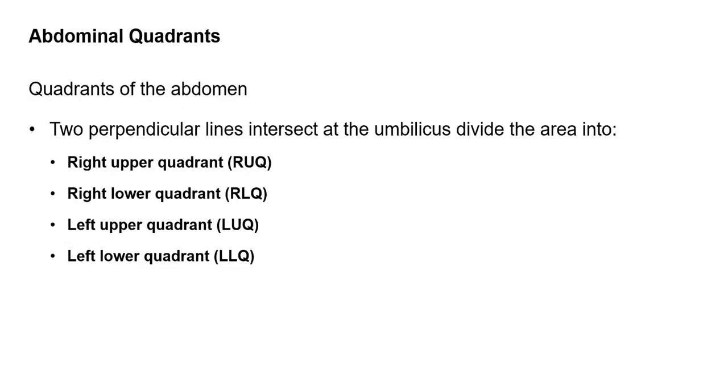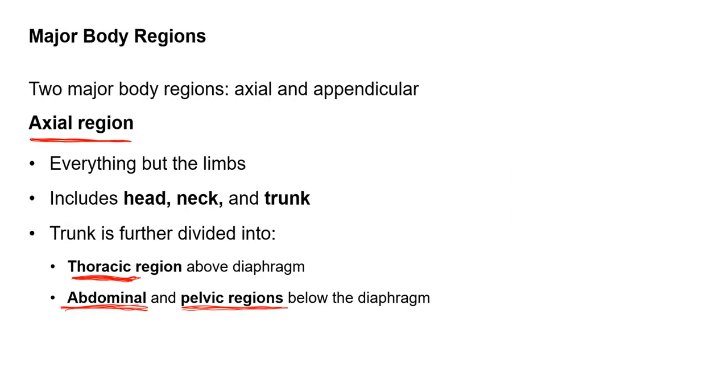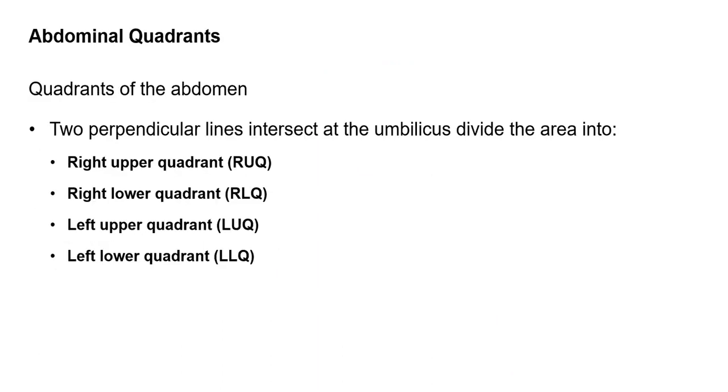We call the limbs and the parts of the body that hold the limbs on the appendicular region. So if we're trying to think of this as a nice categorization, then we have the axial, that's all of the parts thoracic, abdominal, pelvic. If we think about appendicular, that's going to be your limbs. So we're going to further divide these parts so we can get a little more specific when we're describing where things are located.